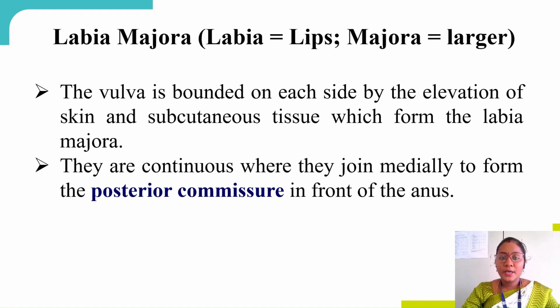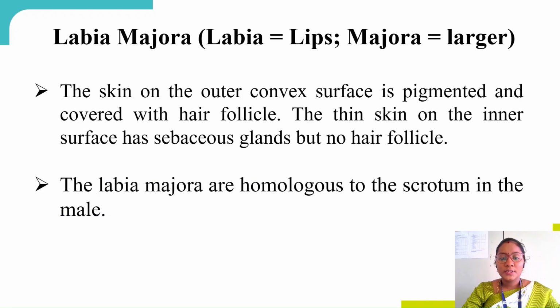So next one is the labia majora. So labia majora, we can split the parts actually. Labia means lips, majora means the larger. So the vulva is bounded on each side by an elevation of the skin. So in this region of the external genital organ, labia majora occupy most of the space. And then the subcutaneous tissue which forms the labia majora, they are continuous where they join medially to form the posterior commissure in front of the anus. So I will show the posterior commissure.